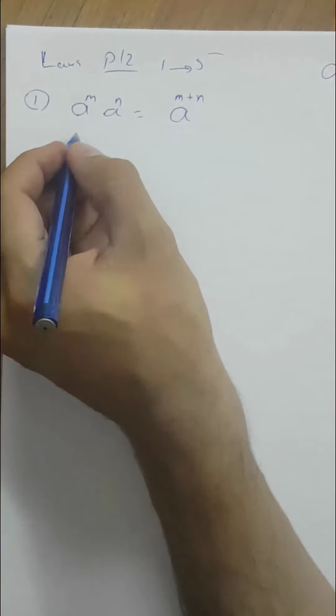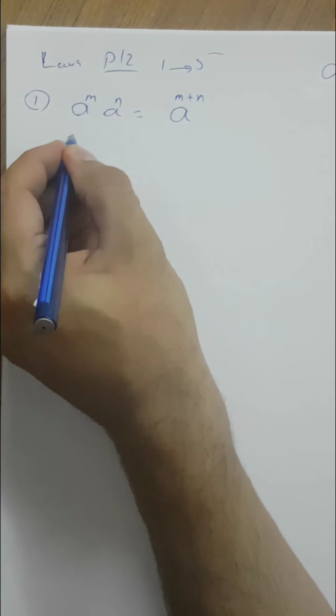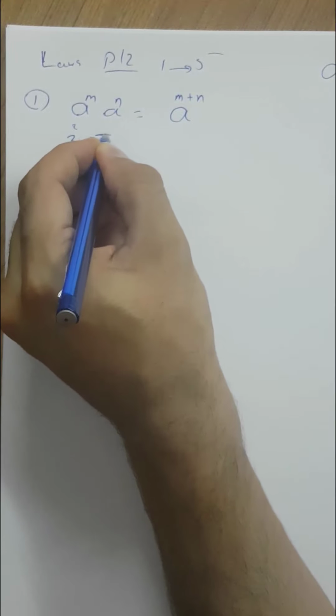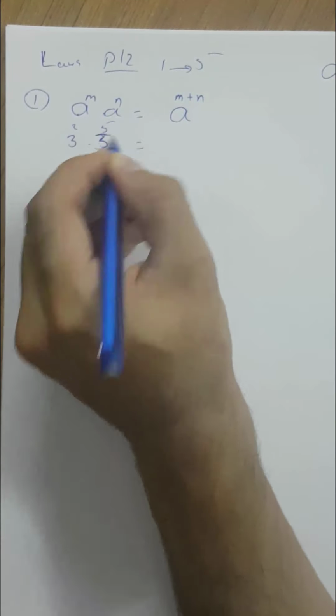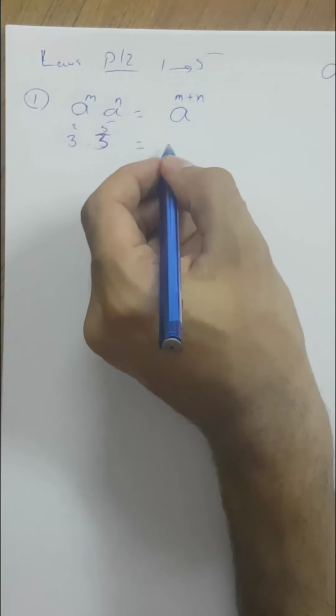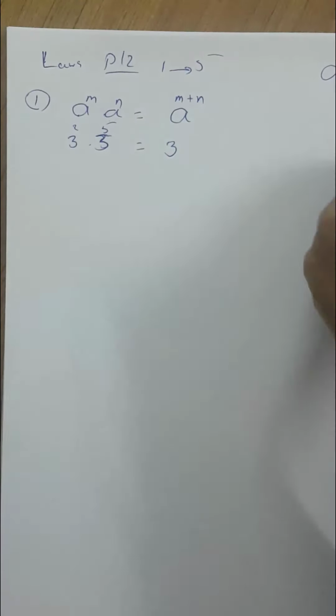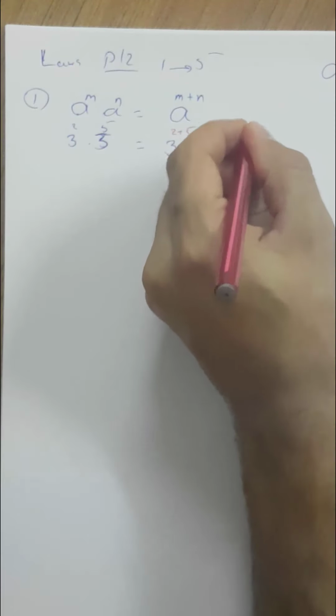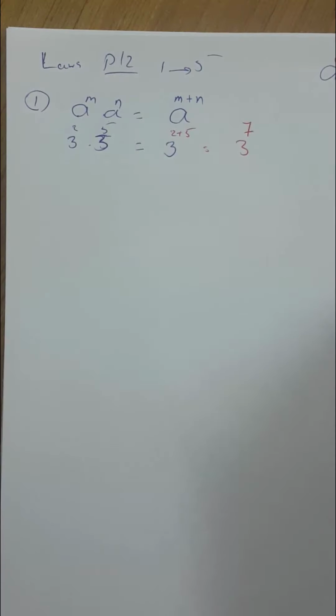So in that case, for example, if you have 3 to power 2 multiply 3 to power 5, we say that depending on this rule, because the bases are equal, it is equal to 3 to power 2 plus 5, which is equal to 3 to power 7. That's all that you have.